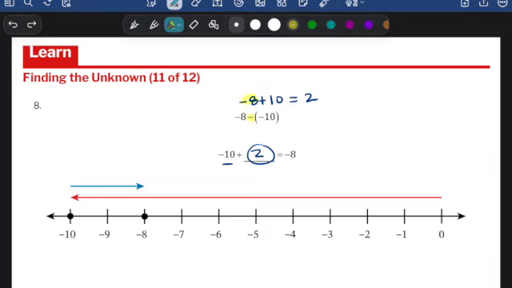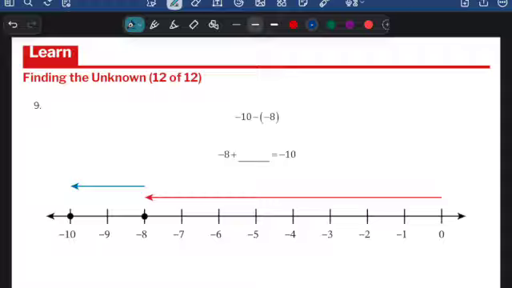This says move to the left 8, and then this says move to the right 10. So then you went over 0 and then 2 more. All right, last one, we start at 0, we move to the left to get to negative 8. We have to keep going to the left to get to negative 10, so our unknown add-in should be negative 2. Again, that means our solution is negative 2.